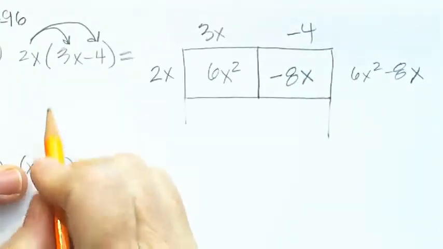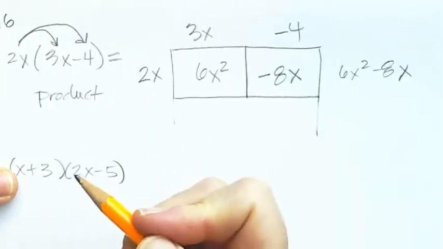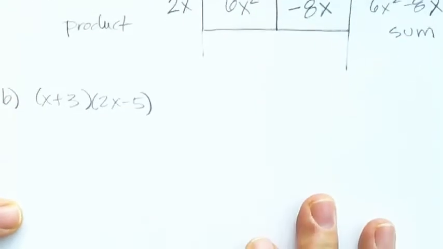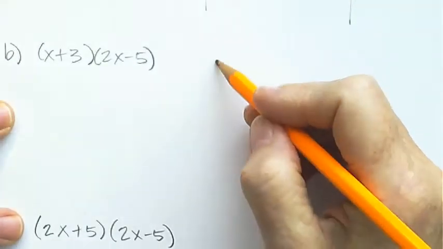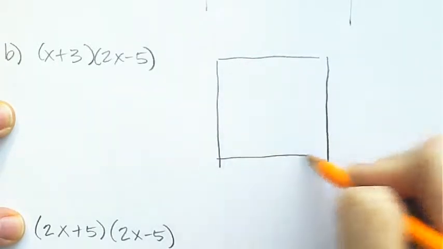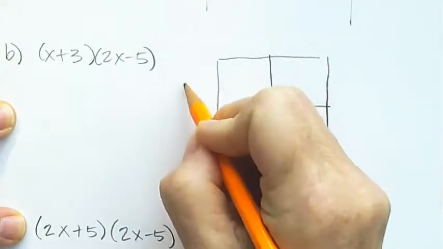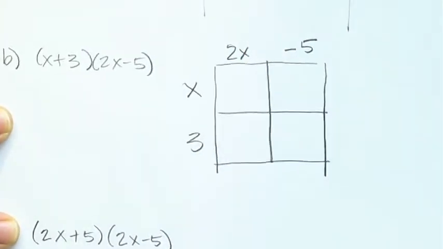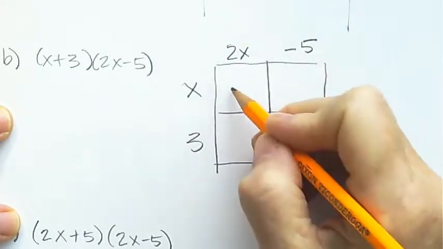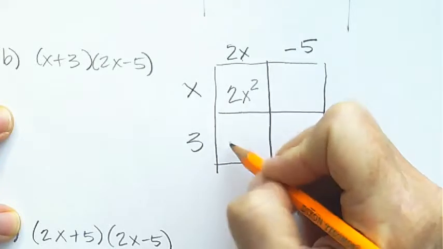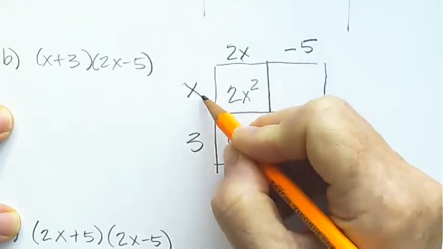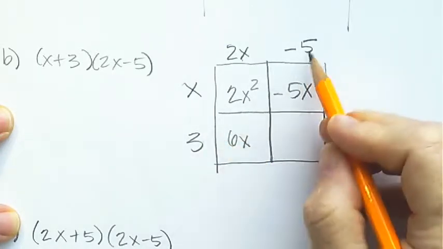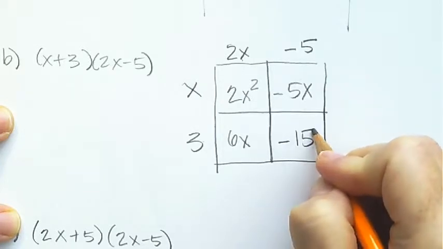So this is written as a product. And then this would be written as the sum. Okay, for part B, I'm going to do a 2 by 2 square. And I'm going to put my terms around the perimeter of that square. X times 2x is 2x squared. 3 times 2x is 6x. X times negative 5 is negative 5x. 3 times negative 5 is negative 15.